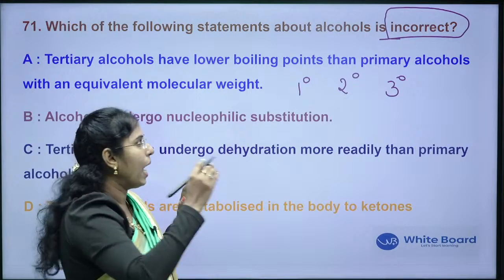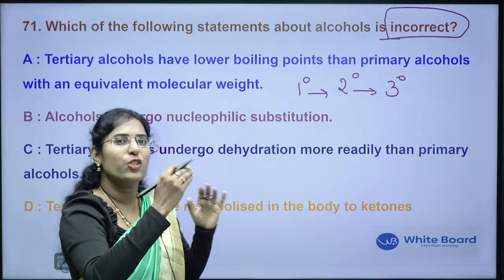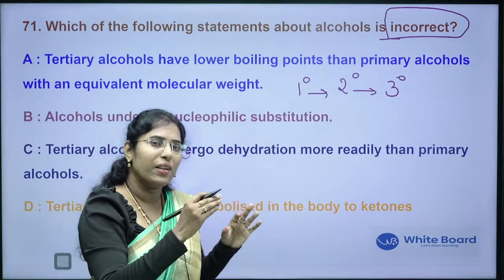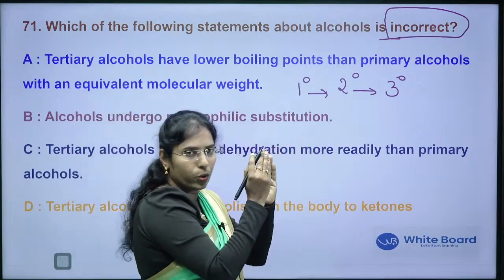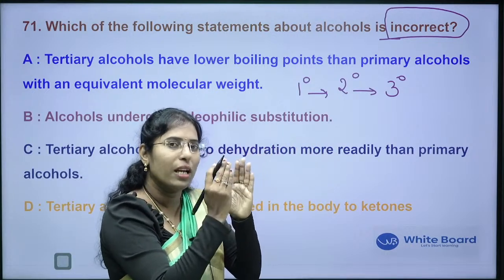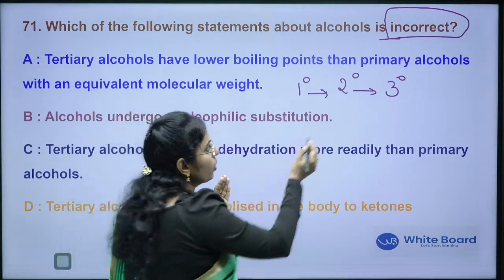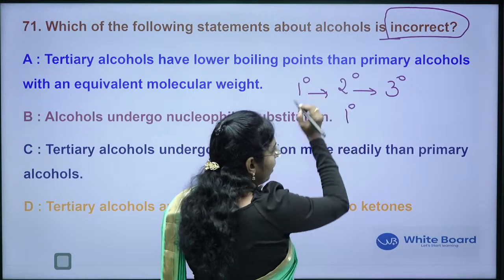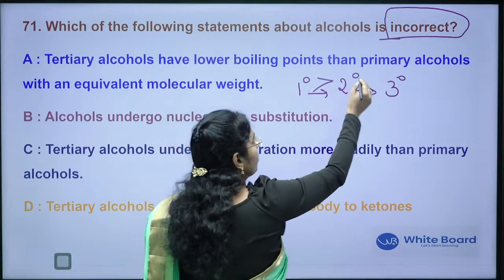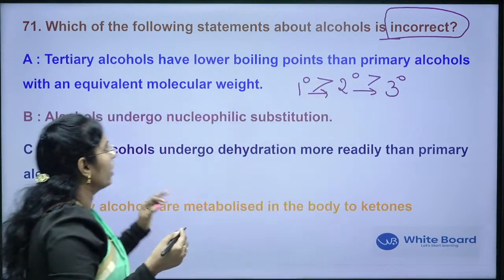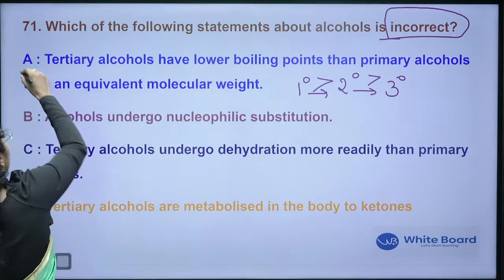what happens when we move from primary to secondary, secondary to tertiary? The branching increases. Whenever the branching increases, the size gets reduced and the surface area will be reducing. Whenever the surface area reduces, it requires a lower boiling point. Therefore, primary alcohols require a higher boiling point than secondary, than tertiary. So here they have given that tertiary alcohols have a lower boiling point. So that is a correct one.